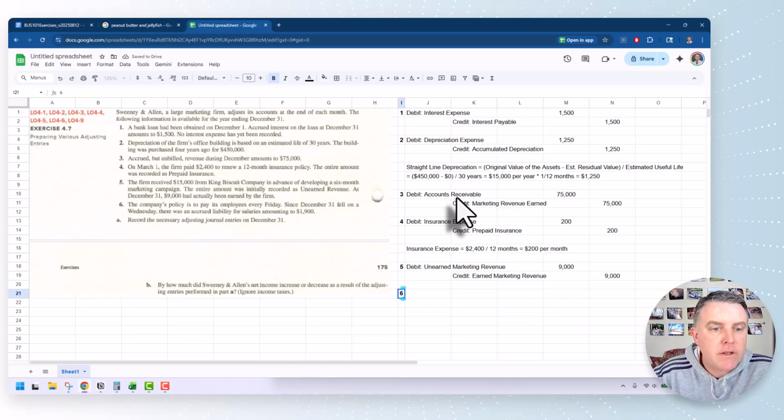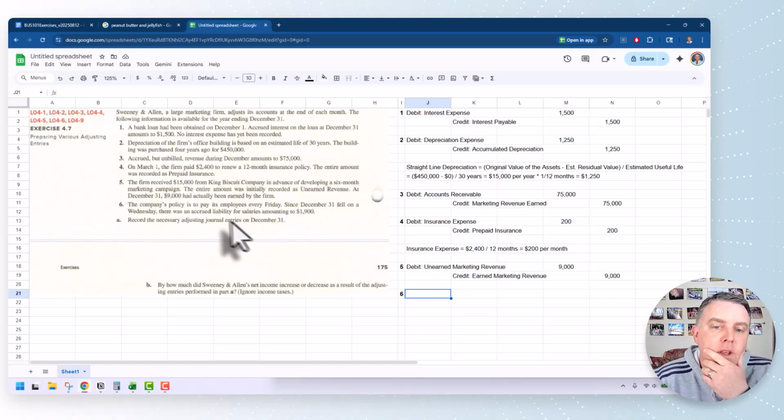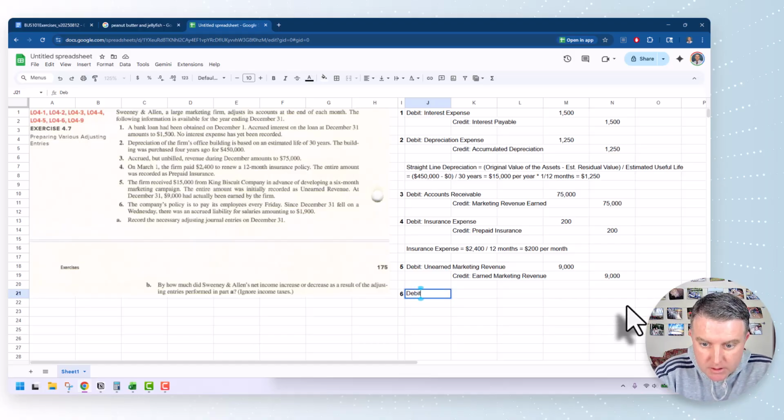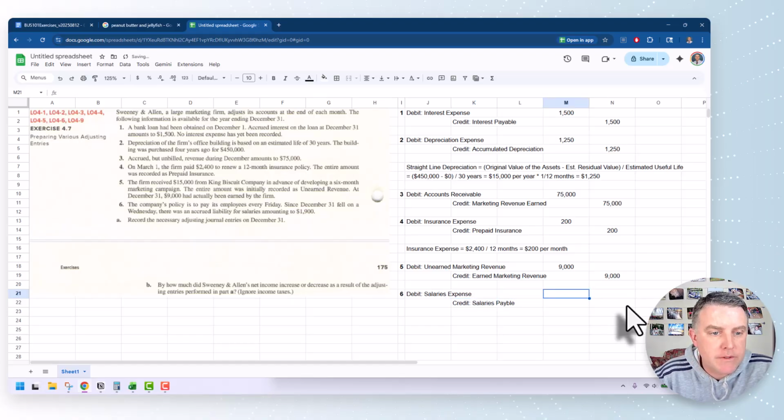And finally, number six says the company's policy is to pay employees every Friday. And since December 31st fell on a Wednesday, there was some salary that was owed as of December 31st. It hadn't been paid to the employees yet. So in this case, we're going to say debit salaries expense and credit salaries payable. And the amount they give to us, again, we don't need to do any calculations. It is $1,900. All right.